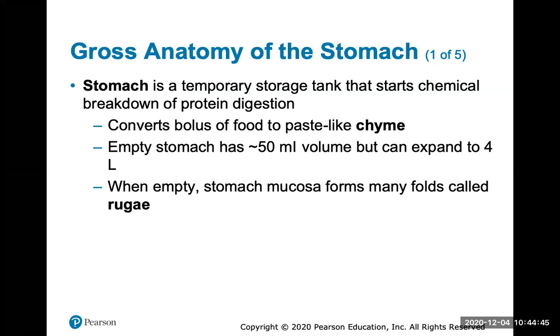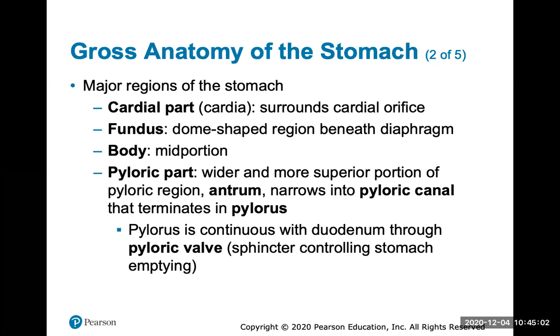So this leads us to the stomach. It's a temporary storage tank that will start the chemical breakdown of protein. It converts the bolus of food to a paste-like chyme. It has a volume of about 50 milliliters, but it can expand to 4 liters. And when it's empty, the stomach mucosa forms many folds called rugae.